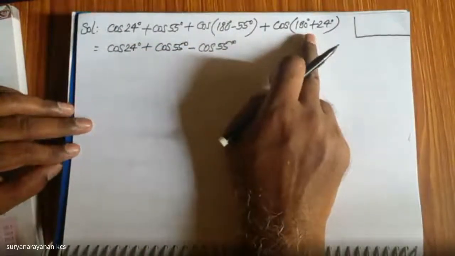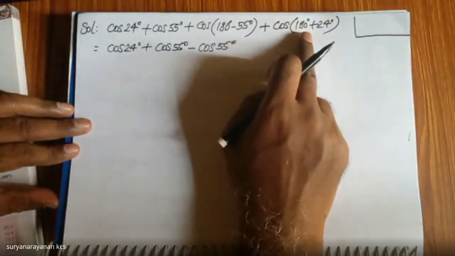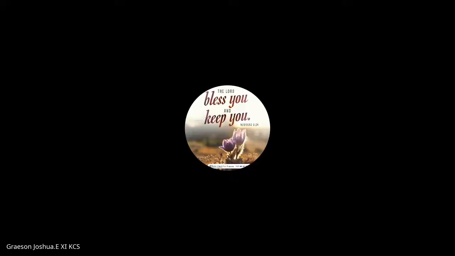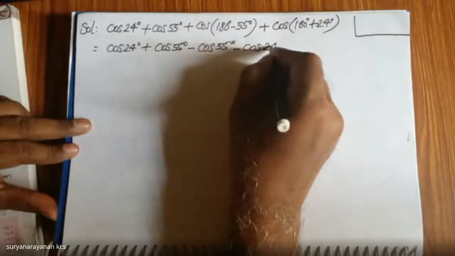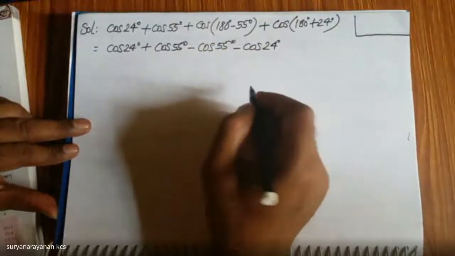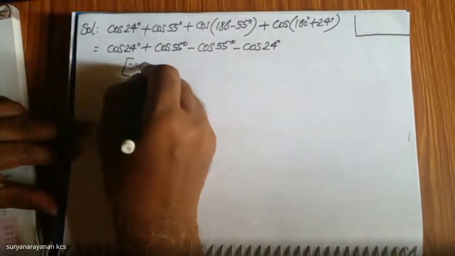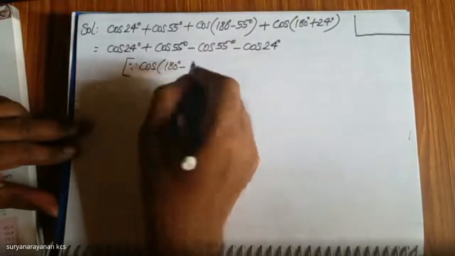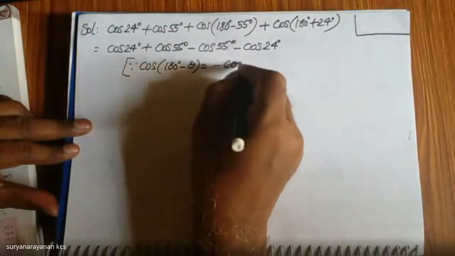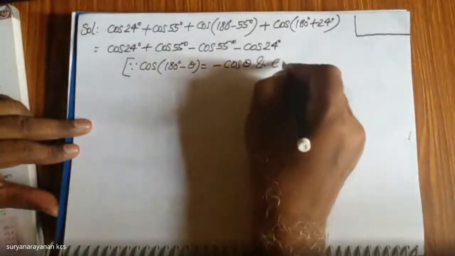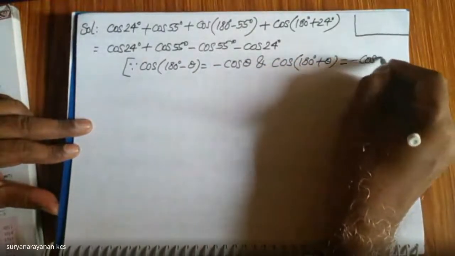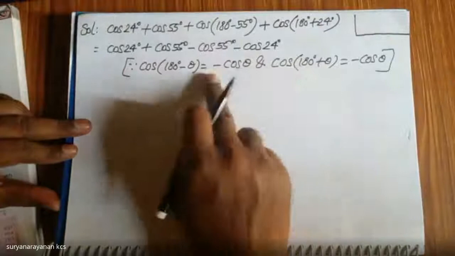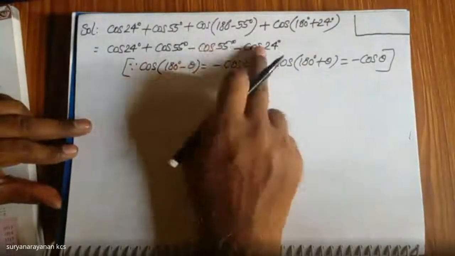180 degrees plus theta. In which quadrant does this angle lie? Third quadrant, sir. In the third quadrant, cos is negative. So minus cos 24 degrees. Because cos 180 degrees minus theta is equal to minus cos theta, and cos 180 degrees plus theta is equal to minus cos theta. By using these two trigonometric identities, we wrote these last two terms.